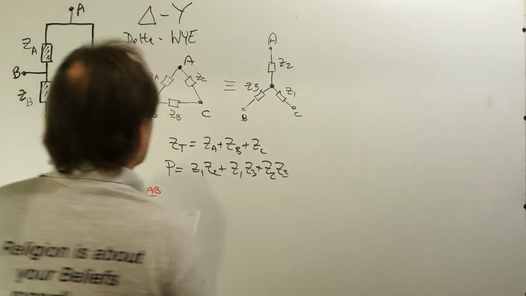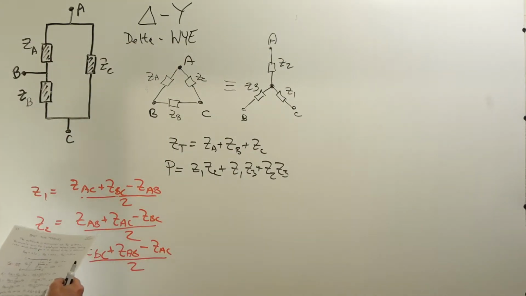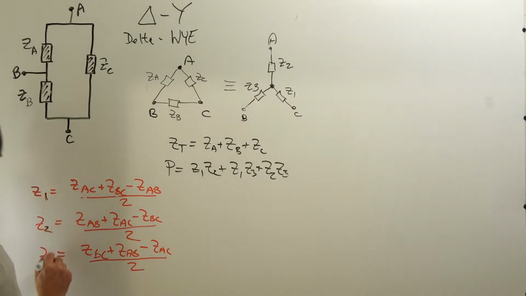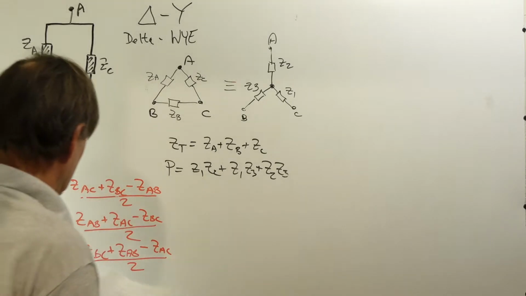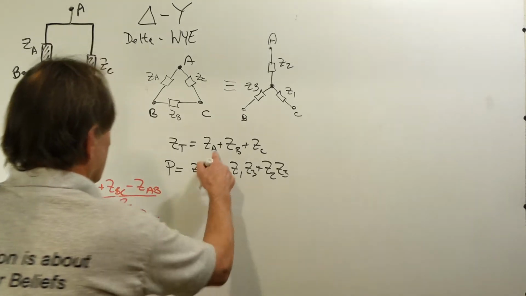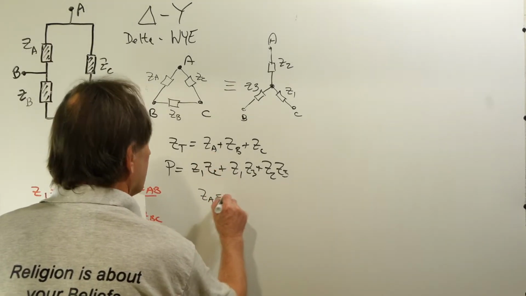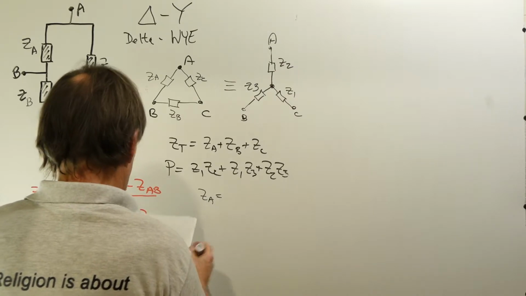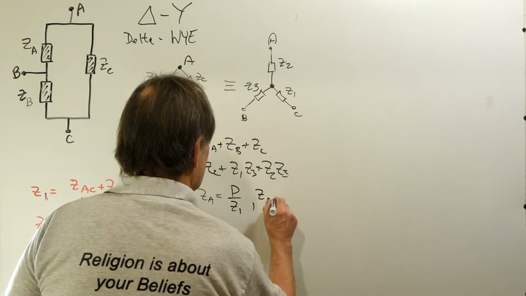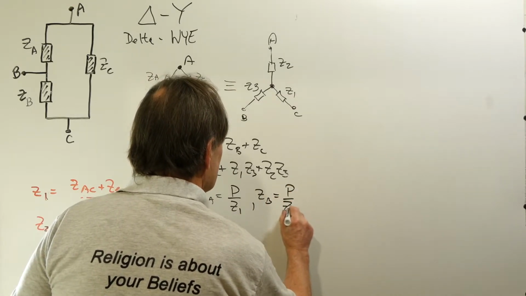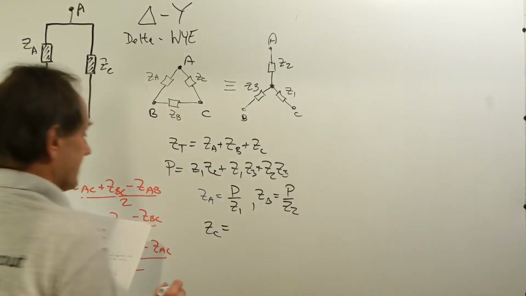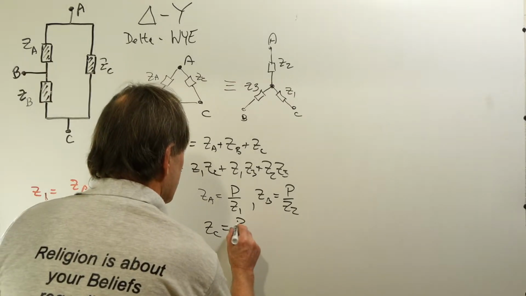Okay, I'm going to rewrite this. Once I have Z1, Z2, Z3, I can compute my P, and then ZA is P over Z1, ZB is P over Z2, and ZC is P over Z3.